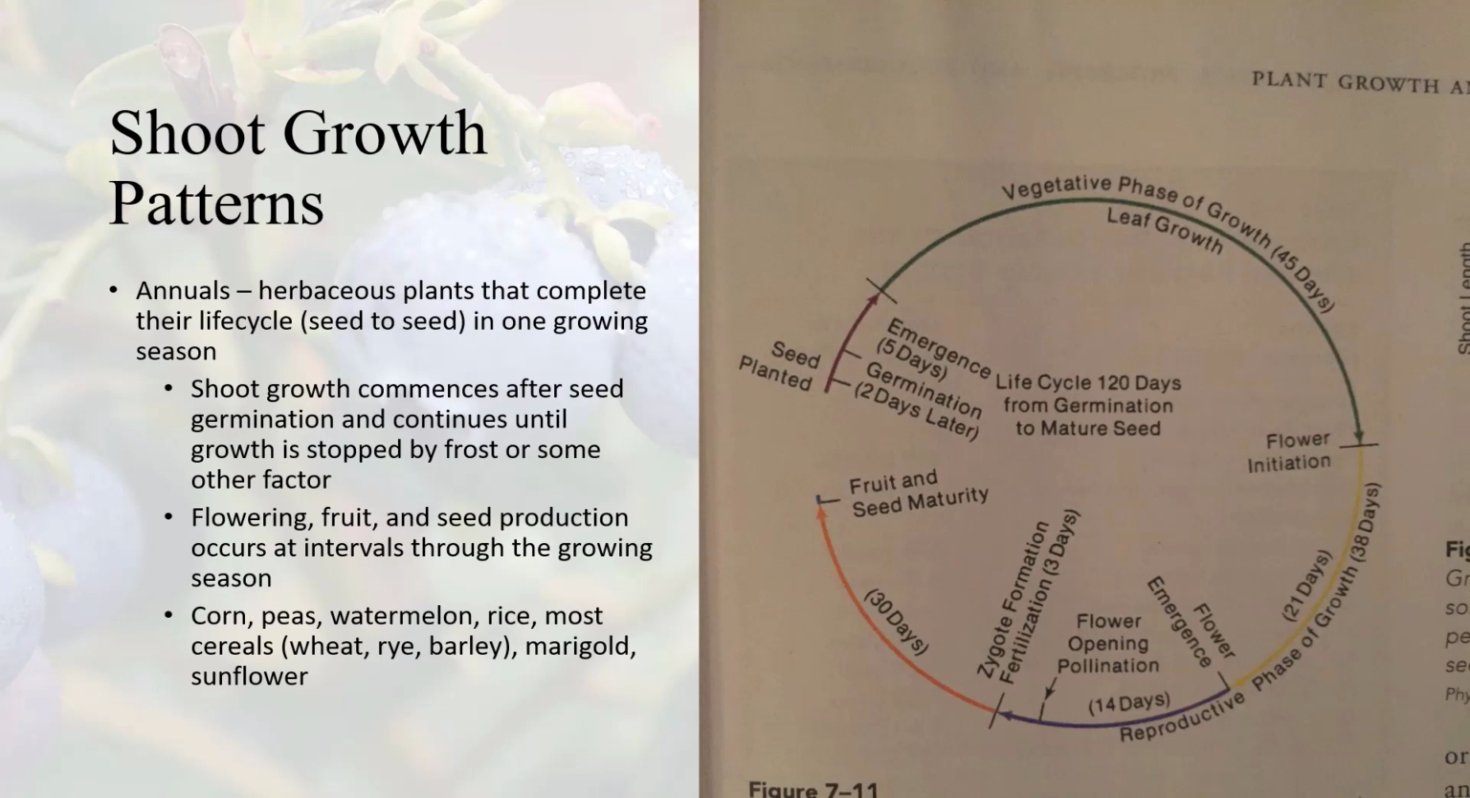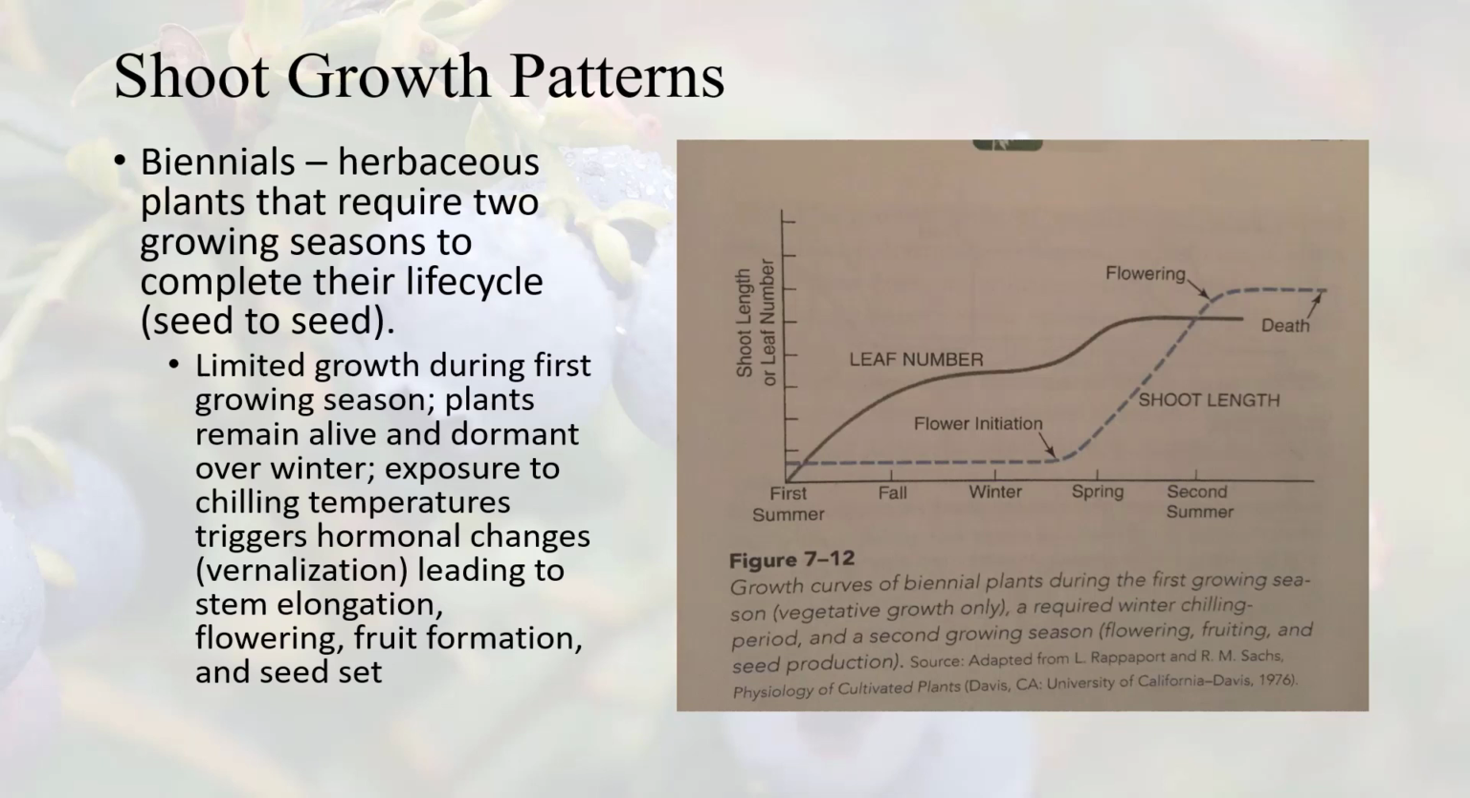This is a lot of our plants, our vegetables, a lot of our flowers that we grow around here. We grow them as annuals, right? Corn, peas, watermelon, rice, most of your cereal grains, marigold, sunflowers are all examples of annuals. Now, biennials are herbaceous plants that require two growing seasons to complete their life cycle.